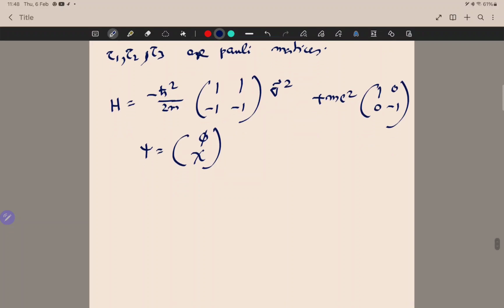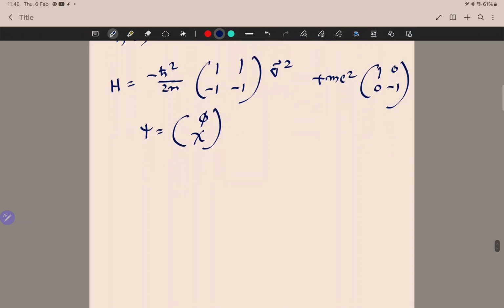Phi and chi, on which H acts. This is equation number 10 and this is equation number 11. It is seen that each component of psi satisfies the Klein-Gordon equation.